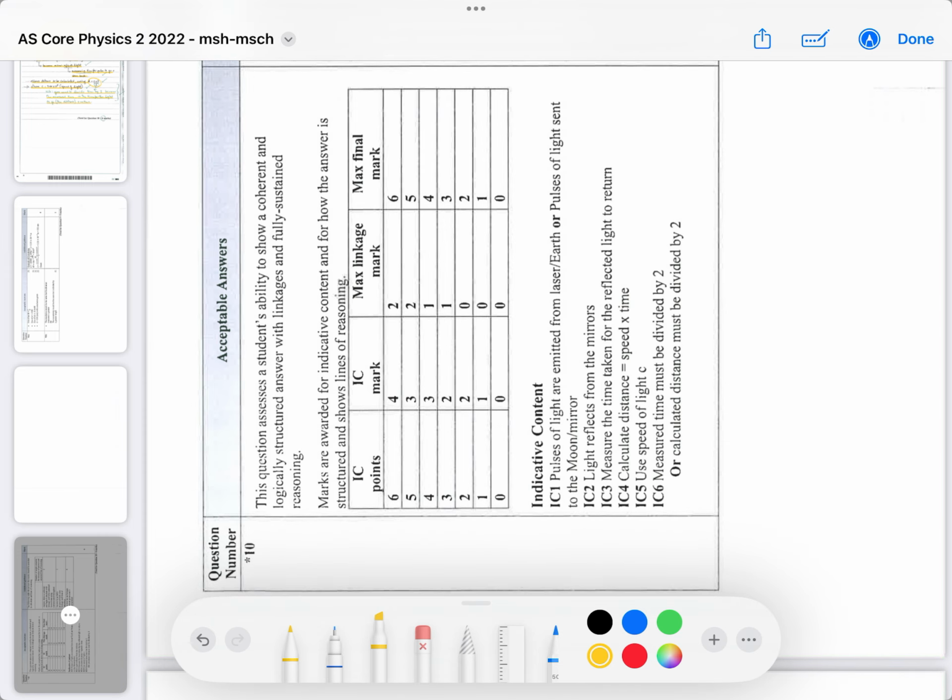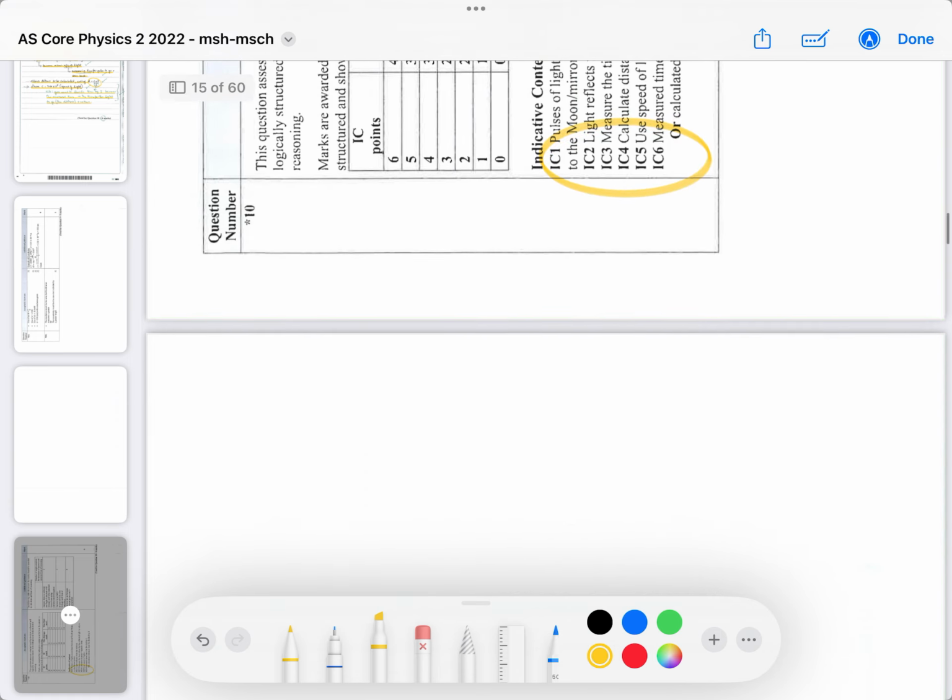So there's the indicative content that you need to get the 6 marks. I'll let you have a look at that.